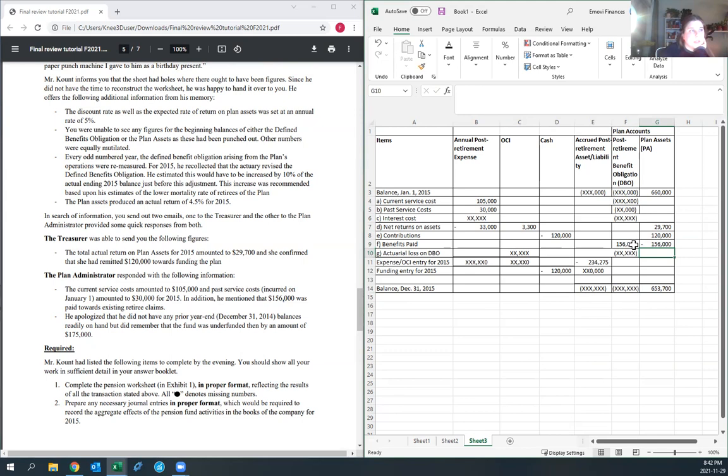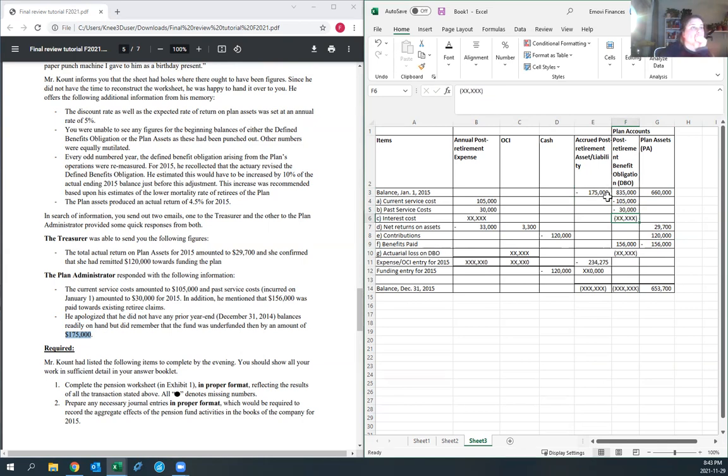All right. Now what? Is there any other? Yeah. It says here that at the beginning of the year, the plan was underfunded by 175,000. So here it's minus 175,000. And when it's underfunded, it means that your DBO is bigger than your plan assets. So your DBO is going to be $660,000 plus your $175,000. Oops, I forgot to put here my negative.